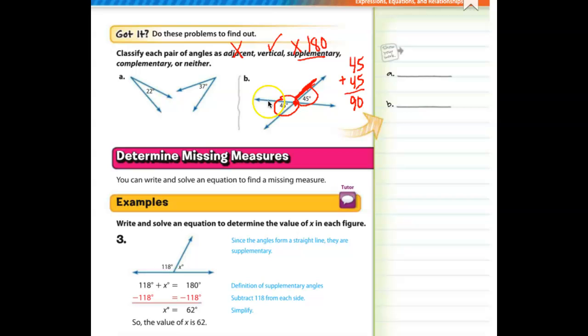Would these two angles be considered complementary? Please check the definition of complementary. So yes or no? The answer is yes, because 45 plus 45 does equal 90 degrees. And so since they are vertical angles and complementary angles, we wouldn't say that they're neither, because they actually meet the qualifications for two of those labels. Okay, we're going to look at one more example.